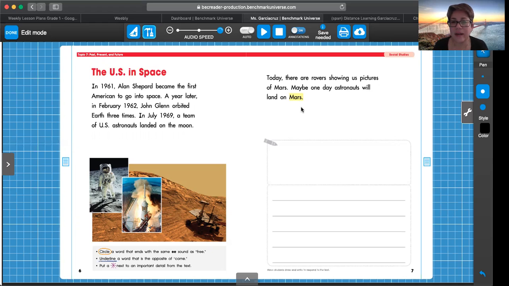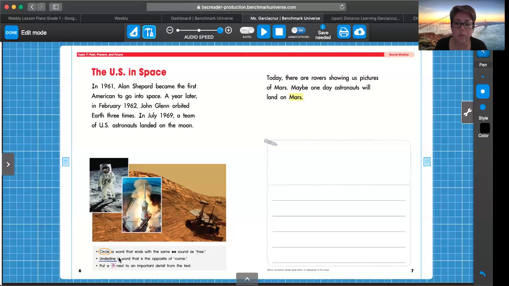All right, and right now we don't have astronauts on Mars, but we do have our rovers, which are little cars like this, searching and looking at the soil and taking pictures of Mars. So it's really exciting. So let's take care of this first, and then we'll start our timeline.